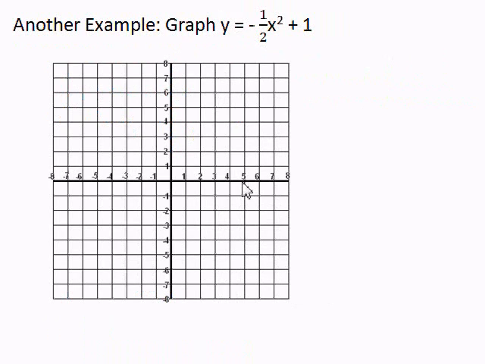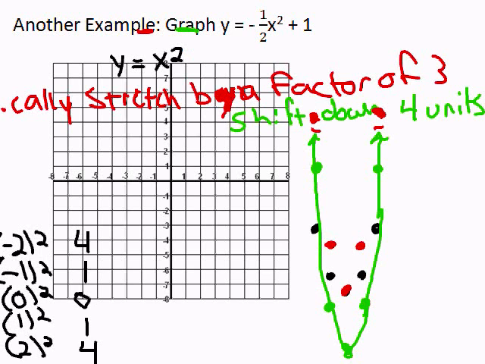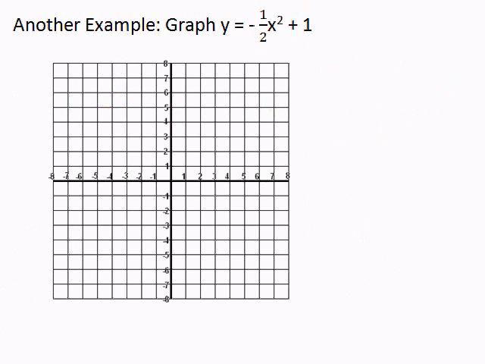So I'm going to go ahead and graph another example for you. This one is negative 1/2 x squared plus 1. So again, we're going to follow through our steps. First thing we're going to do is list our transformations. So notice you have a negative 1/2. First I'm going to take care of the 1/2. Remember, we always go in PEMDAS order.